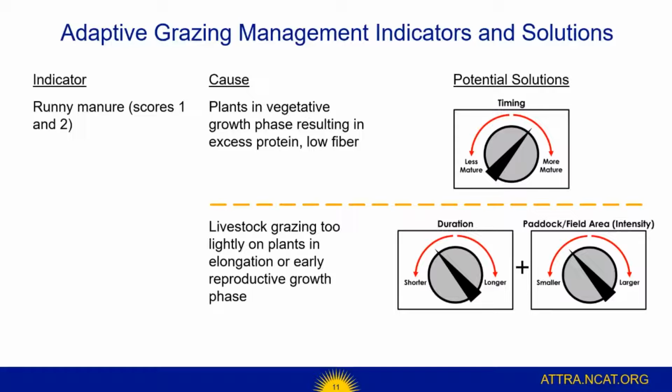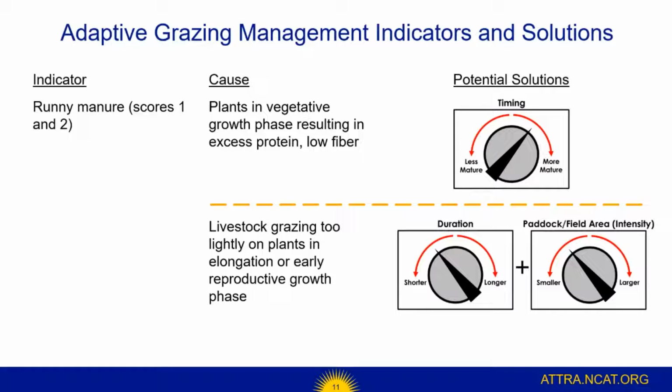So if we see runny manure, scores 1 and 2, again, what could be the cause of that? We talked a little bit about that 2 weeks ago. If we've got plants that are in the vegetative growth phase, plants in the vegetative growth phase usually have excess protein and very little fiber. So the logical solution, if we have that available to us, is to get the animals on more mature forage instead of having them on that very young vegetative plant material.